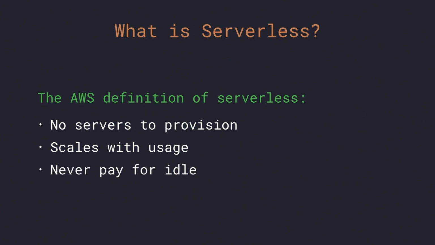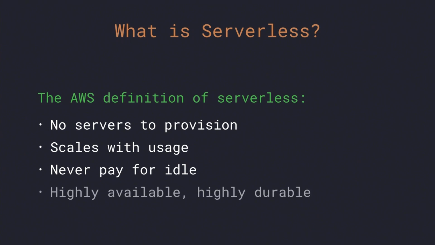You never pay for idle. According to AWS's definition, anything that's in their serverless stack, you only pay for it as it's being used. You don't pay for it when it's just sitting there. And then highly available and highly durable. So who here has an AWS account? All right, so you understand that there's this concept of regions. AWS is broken up into a bunch of regions. Within those regions, they're broken up into availability zones, which is really not an accurate description, but you can consider those to be data centers.